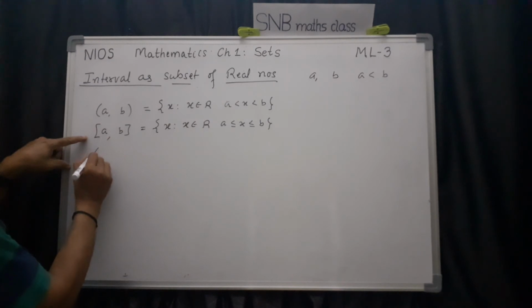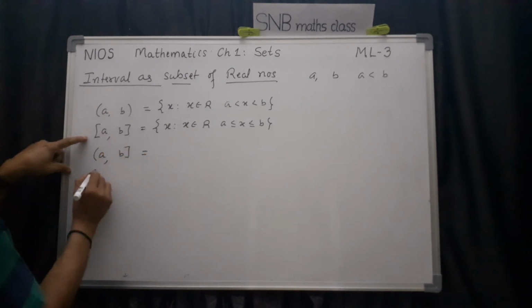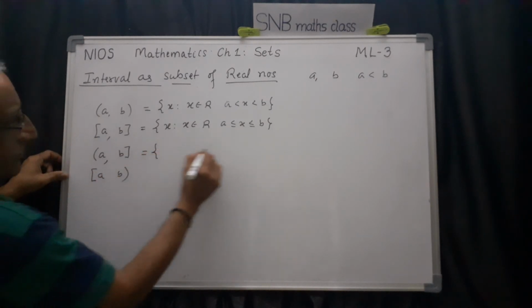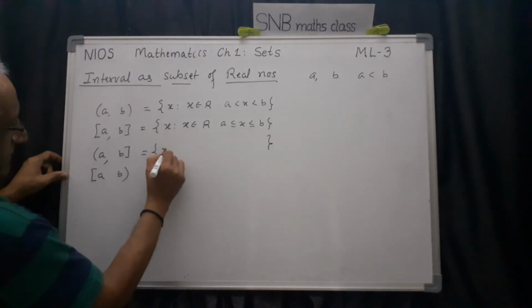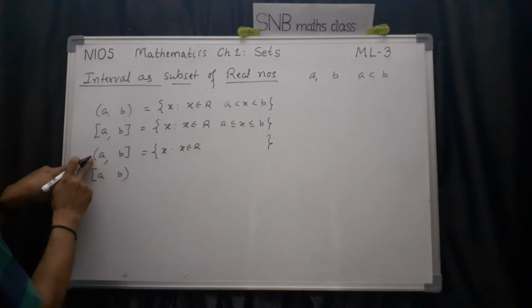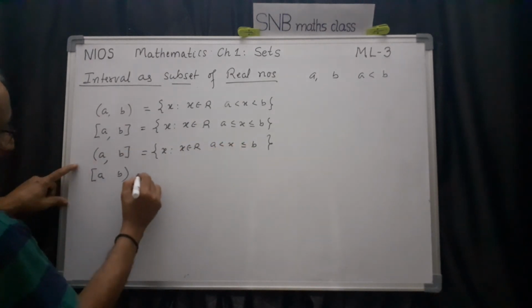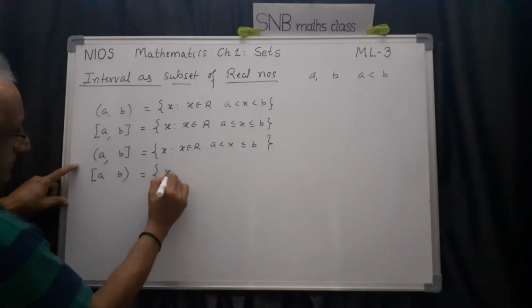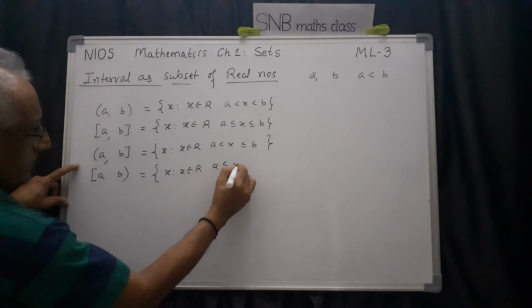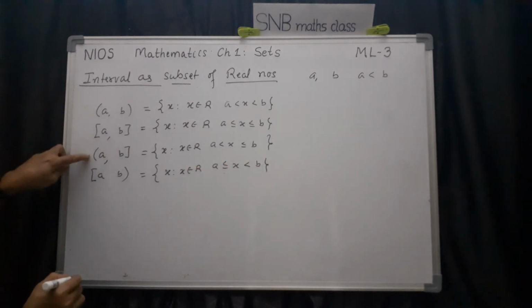Another one is one side open, another side closed. So this is another one. Same thing, this side closed, this side open. So accordingly you have to write the definition. x belongs to R. Here you look at this one and then you write A less than x less than B. And here it is the other way, x such that x belongs to R, then A less than or equal to x, strictly less than B. So 1, 2, 3, 4.